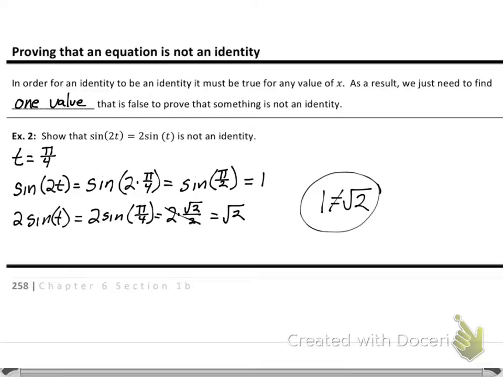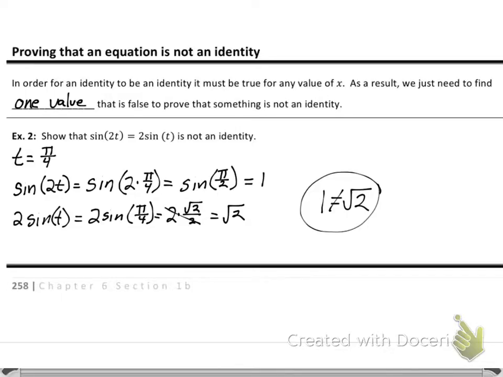The book says you're supposed to write a paragraph. Don't write a paragraph. It's going to be a very annoying paragraph that basically states what we just said here. It'd be like, well, I picked the value pi over 4, and when I plugged in pi over 4 into sine of 2t, it's going to equal 1. Aren't you already bored of that? This says all that information right here. Just put that you picked a value, doesn't equal, and you're done.